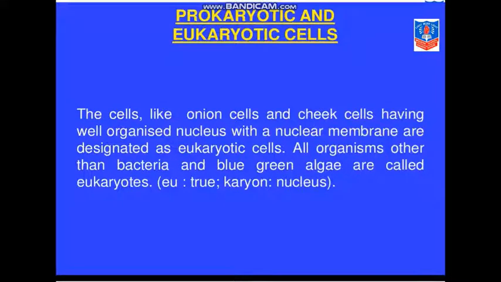The cells like onion cells and cheek cells having a well organized nucleus with a nuclear membrane are designated as eukaryotic cells. उन्हें हम कहते हैं eukaryotic cells. All organisms other than bacteria and blue-green algae are called eukaryotes. We human beings are also eukaryotes. Eukaryotes: eu means true and karyon means nucleus. So true nucleus, जिसका nucleus completely developed है and it has a nuclear membrane also.